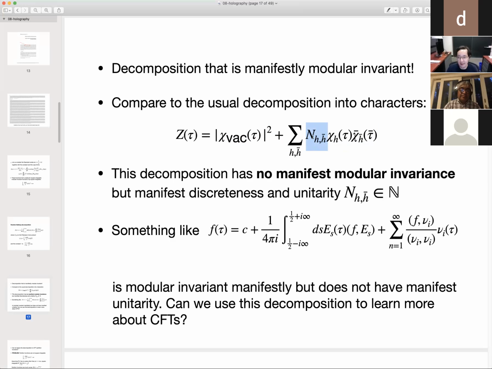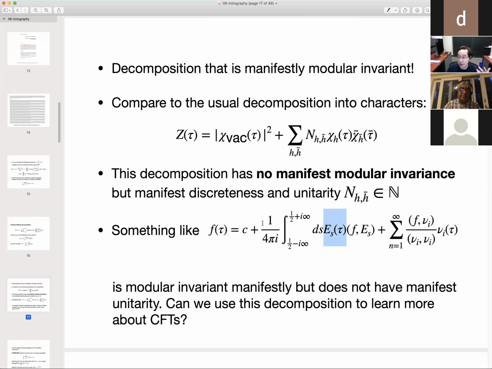So each of these, like this number will be like 7 or something, and that's counting the dimension of the Hilbert space where we look at the Verma module where the left moving conformal weight is 3.7 and the right moving is 5.7. And we just count those number of states and we always have to get a non-negative integer. Whereas something like this function has the opposite property. Modular invariance is completely obvious when we decompose it in terms of this basis because all of our basis elements themselves are modular invariant. However, discreteness and unitarity are completely obscured in this presentation.